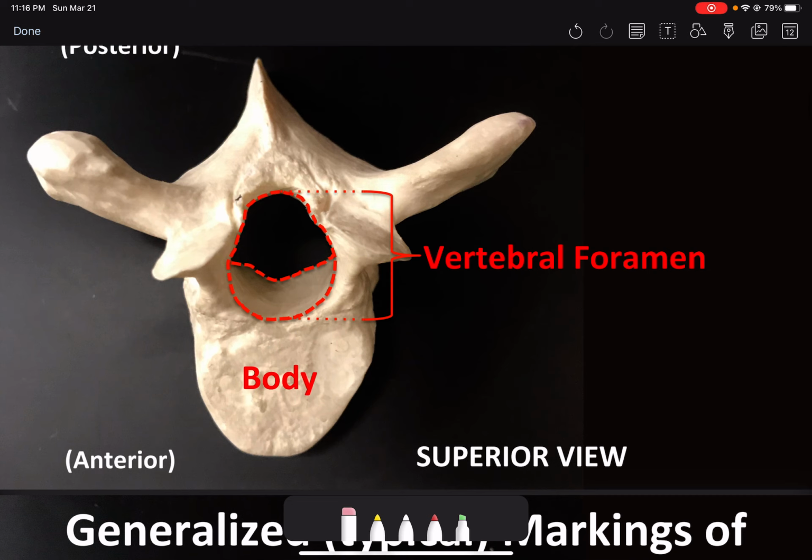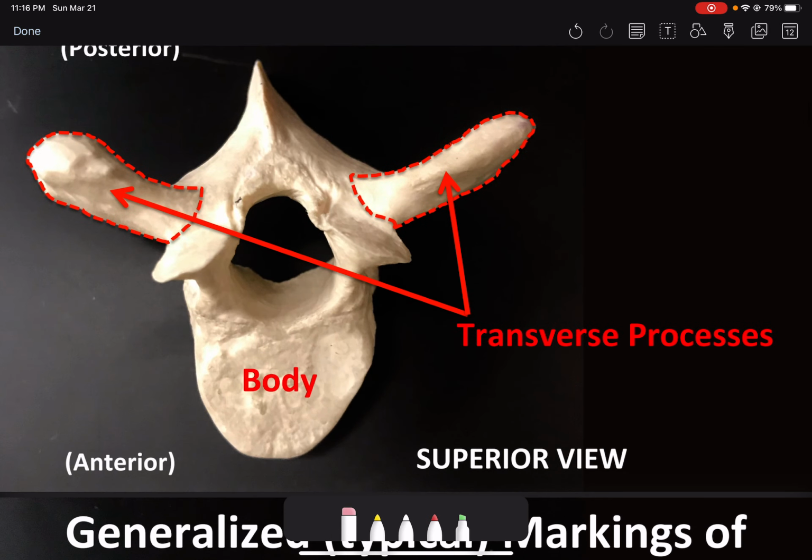So right here, again, this is the vertebral foramen. When all of these vertebral foramina are lined up in orientation with one another, they create this big long canal known as the vertebral canal, and that's where the spinal cord is going to go. All right, so wedged in the space between the pedicles and the lamina are going to be these two antler-like processes coming off in a lateral trajectory, or away from the midline. These are your transverse processes.